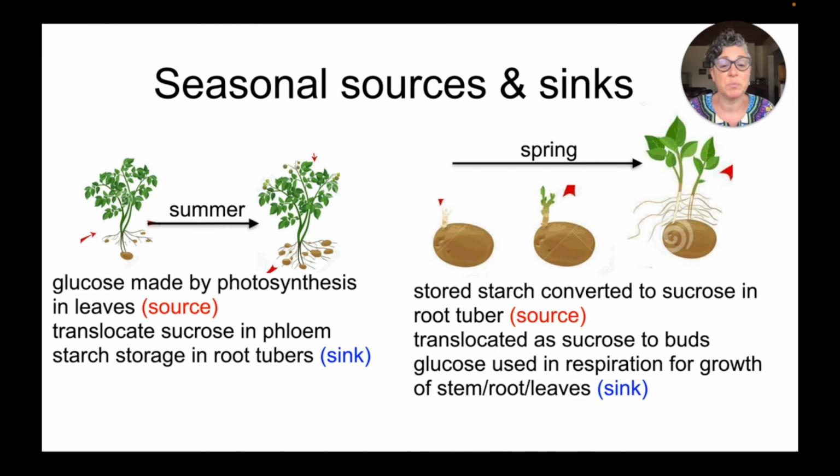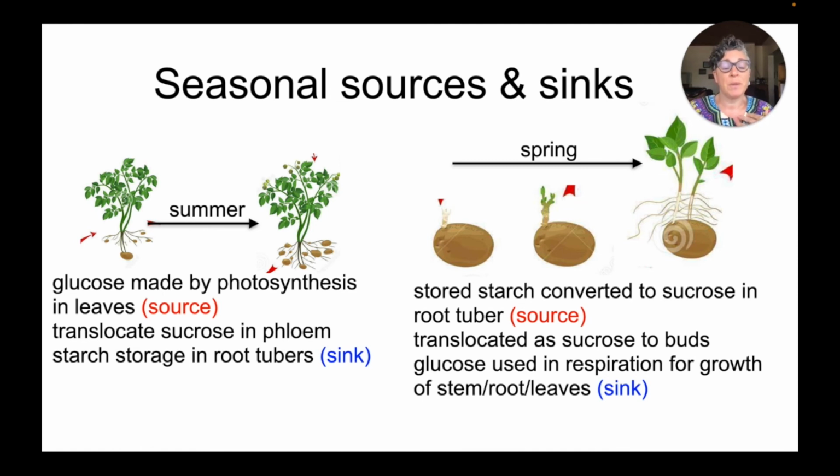Now let's see what happens in the springtime when the plant is going to start to grow after the harsh conditions of winter. In winter, there's not much water and sunlight. Now in springtime, we're going to have warmth and water, and that will trigger the enzyme activity in that potato to start to do something different. The stored starch will get converted to sucrose, and then it's going to be translocated. Now our tuber becomes the source, and the phloem in the tuber is going to translocate the sucrose to buds, and therefore glucose will be used for growth of stem, roots, leaves, all of those bits that actually make up the plant. And now those portions become the sink.